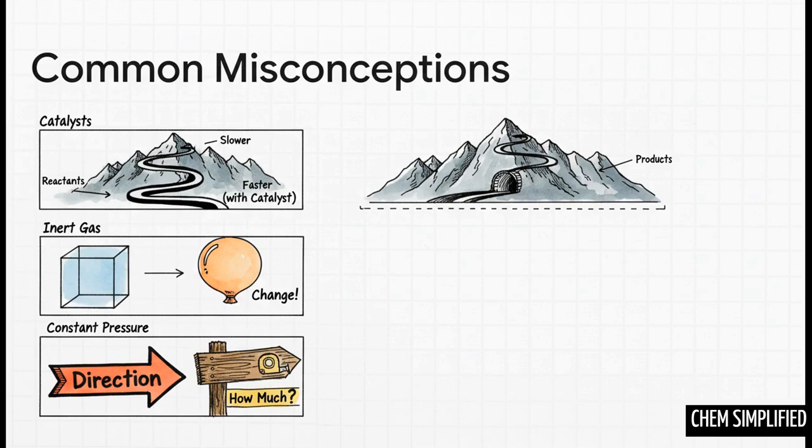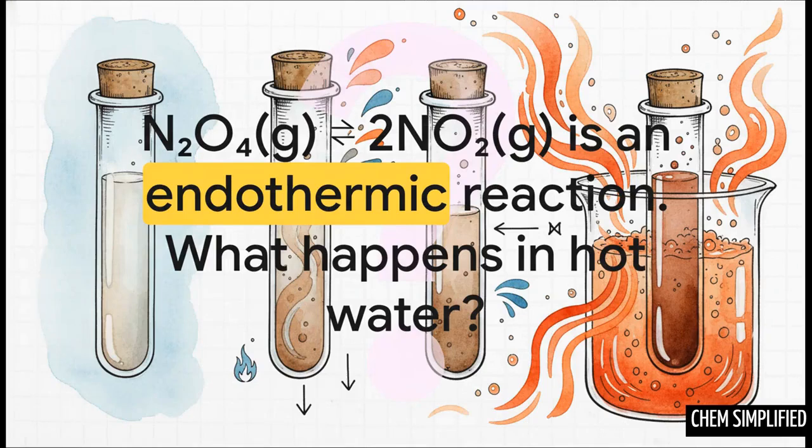Second, remember our inert gas rule? It only matters if the volume can change. And finally, keep in mind Le Châtelier's principle is a qualitative tool. It's fantastic for telling you which way things will go, but if you need to know how much they'll shift, you've got to break out the calculator and do the full equilibrium math. And that brings us to one final challenge for you.